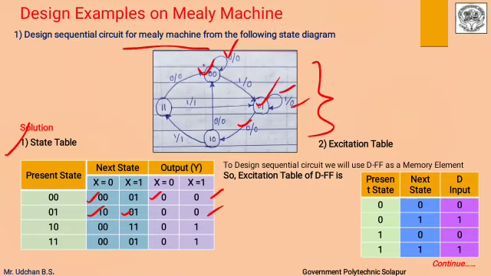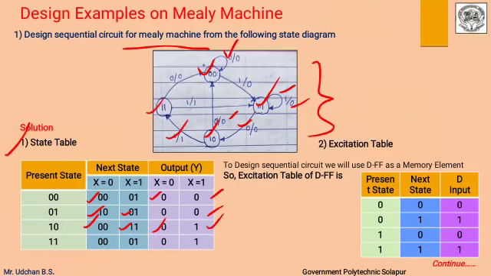Similarly we will check for 1 0. For 1 0, when input is 0, as shown on this arrow, it goes to state 0 0, and for that output is 0. For the 1 0 state, when input is 1, it goes to 1 1, and the corresponding output is 1.